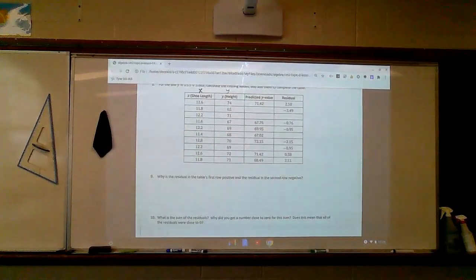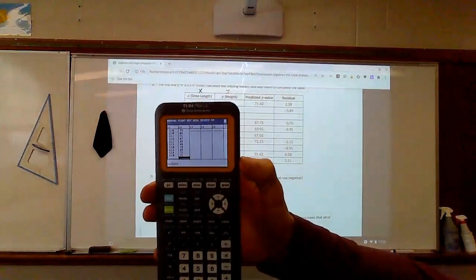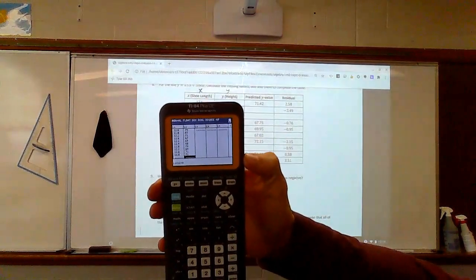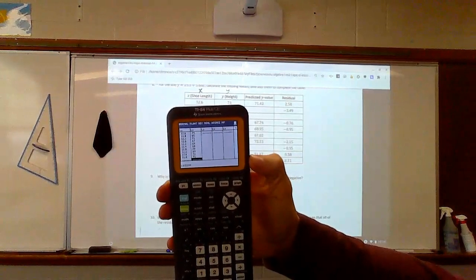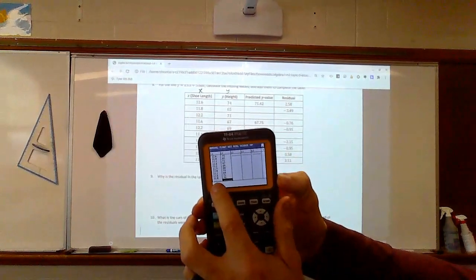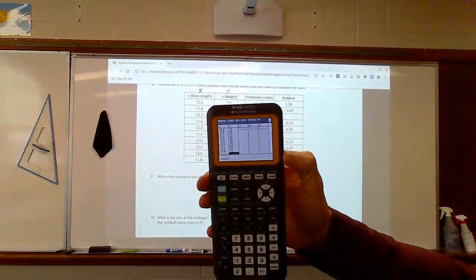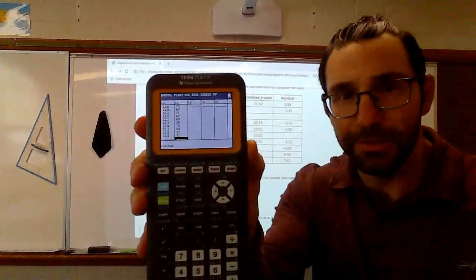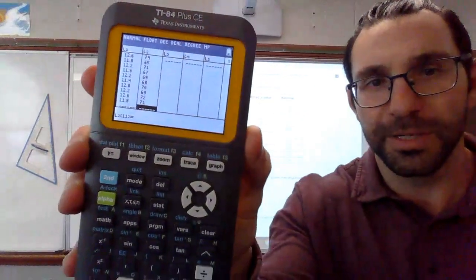74, 65, 71, 67, 69, 68, 70, 69, 72, 71. Notice how all of my data matches up at the bottom, 11.8 and 71. If I had an extra number down here in my x and not my y, I did something wrong. Okay, I don't know how well you can see that, but there's my numbers.